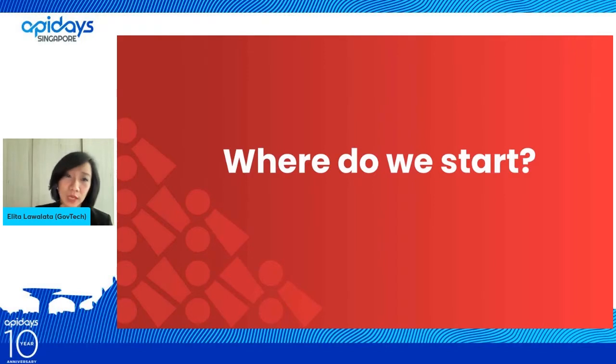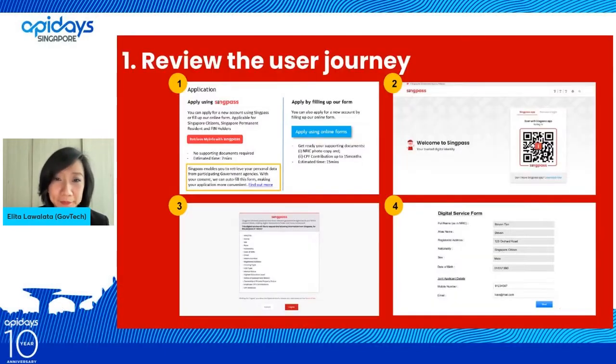So if you would like to be part of this API, you would like to subscribe to MyInfo, where should you start? The first thing that you can do is to have a user journey. What is the transaction that you would like to be integrated with MyInfo that will benefit from the integration of MyInfo? You have to think about the user journey. What are the steps that the customer will go through?